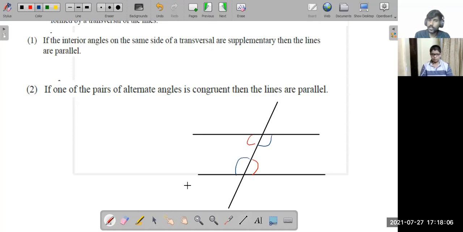Or the exterior alternate angles also. So let's see the exterior ones. The exterior ones are this one and this one. Is that correct? And similarly this one and this one, they are exterior alternate angles. So if any one pair of exterior alternate angles are congruent, directly you say the lines are parallel to each other. Clear? Write down the second point.